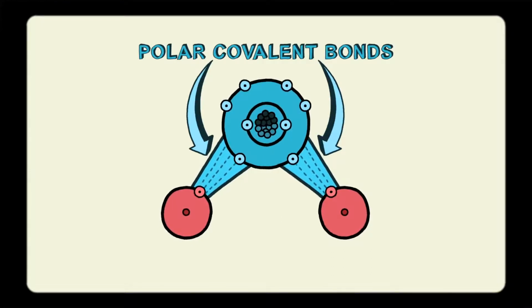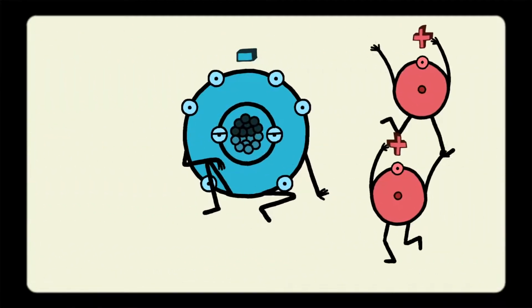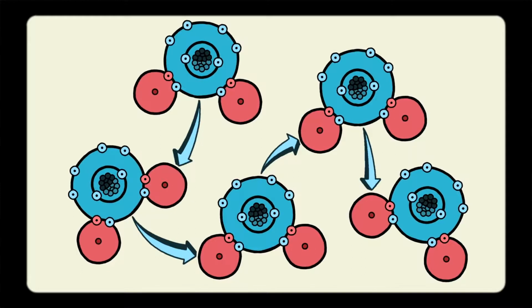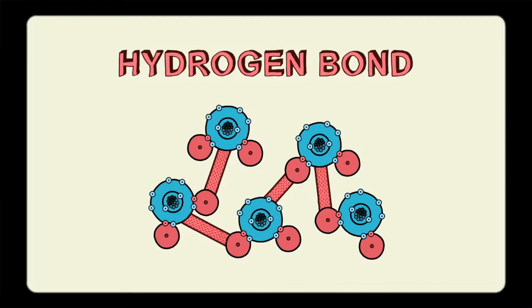Covalent means that the electrons are shared, but, as we just learned, polar means that these electrons are not shared equally. In water, the oxygen acts negative, and the hydrogens act positive. Since negative and positive attract, that oxygen is attracted to the hydrogen atoms in neighboring water molecules. A special type of bond forms between water molecules known as a hydrogen bond.